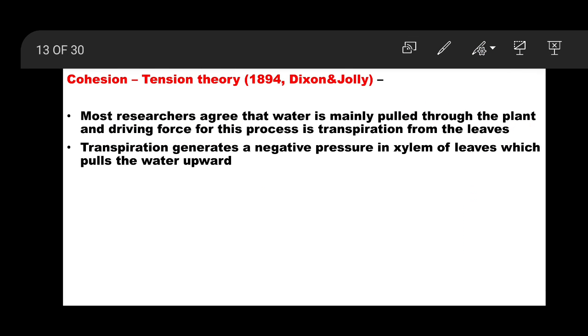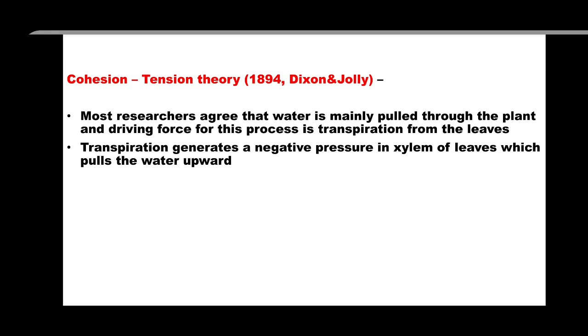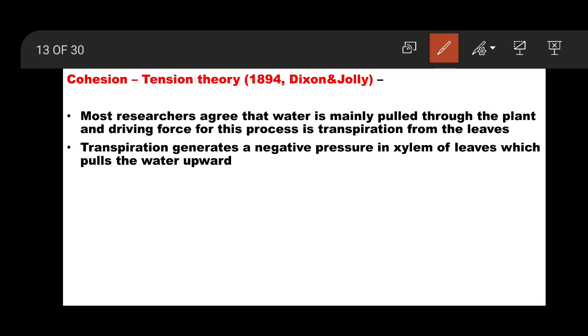This transpiration, that is loss of water in the form of vapor through aerial parts of the plants. This transpiration generates a negative pressure in xylem. So transpiration is generating negative pressure in xylem.